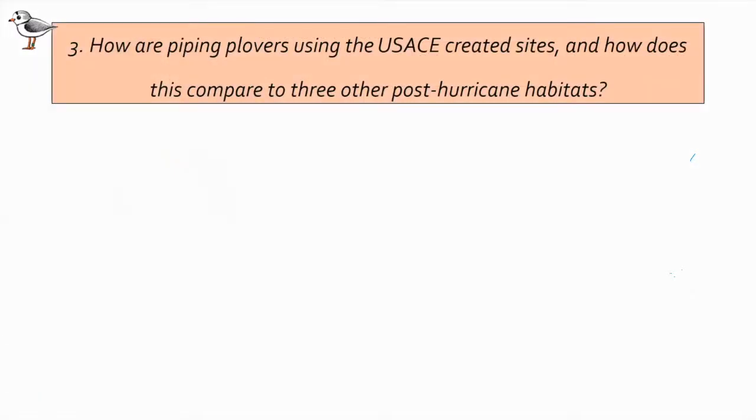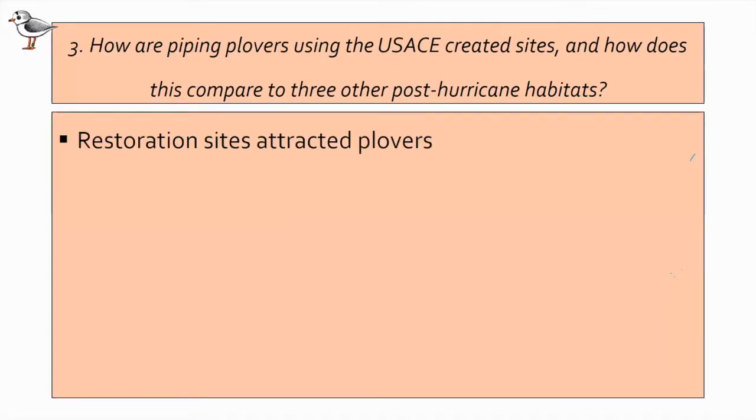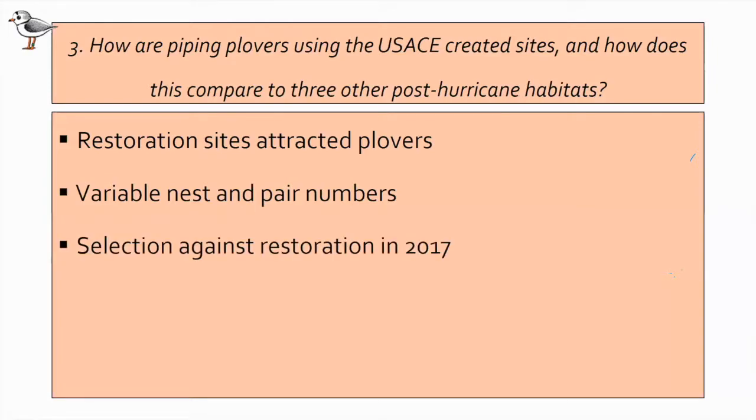Okay, so coming back to the question for this chapter, we saw that the restoration sites did attract plovers. So in that sense, there was some success, but the nest numbers and pair numbers were variable. And in 2017, we did notice this selection against those sites, although why that is would still require some further investigation.